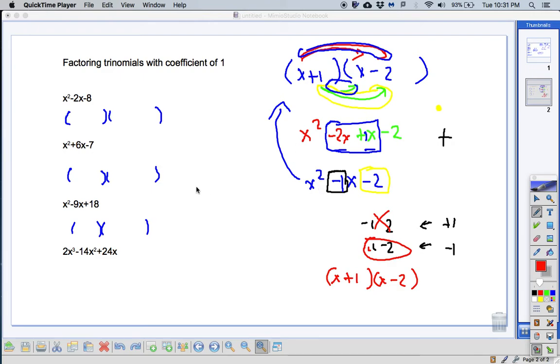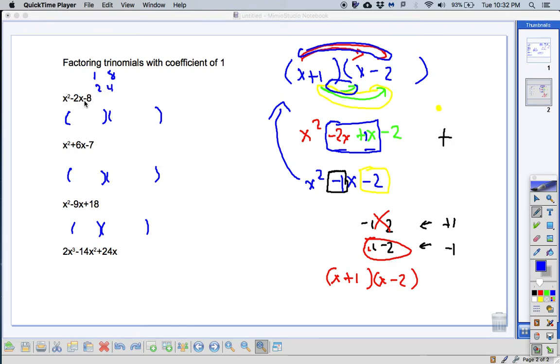So let's try it. Here I got another example. I'm going to go back to blue. I got x squared minus 2x minus 8. I'm looking for the last number and things that multiply to the last number. Well, we got 1 and 8, and we got 2 and 4. And those are the only possibilities.